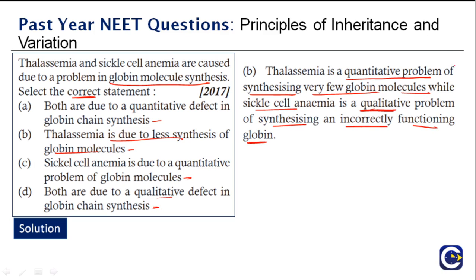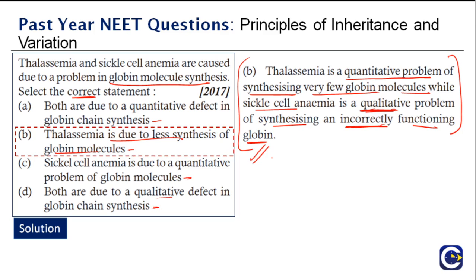So you must remember this because there can be questions from this part. Remember that thalassemia is a quantitative problem. Why is it quantitative? Because the quantity is less, because very few globin molecules are formed. Whereas in sickle cell anemia, it is a quality problem of synthesizing an incorrectly functional globin molecule. So the right answer here is B.